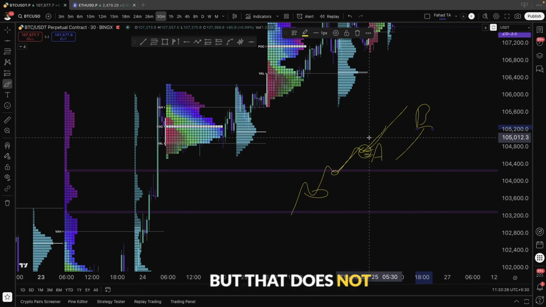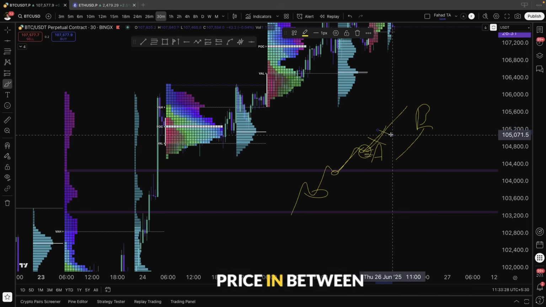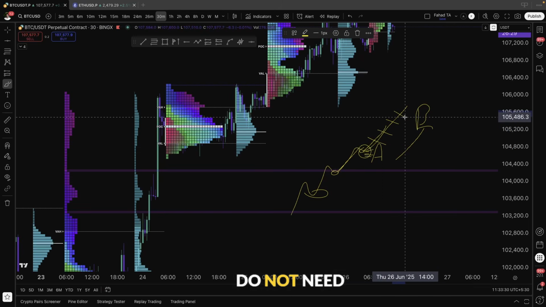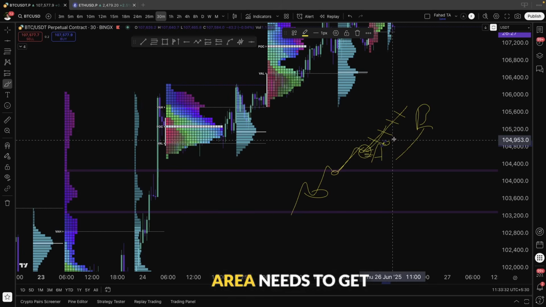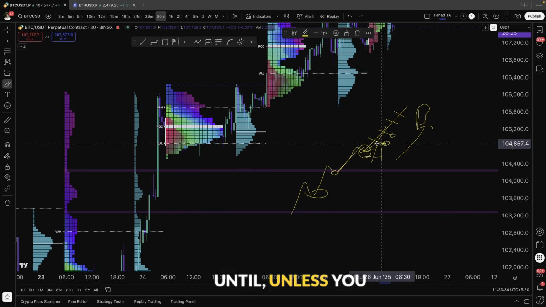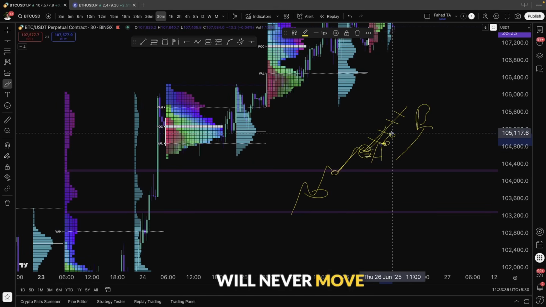But that does not mean that the prices in between this momentum do not need to get filled. Obviously this area needs to get bought as well. Until you take out this level, the price will never move to the next level. So the buying needs to be done.